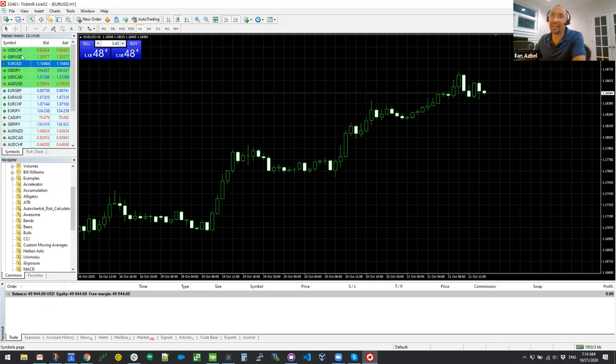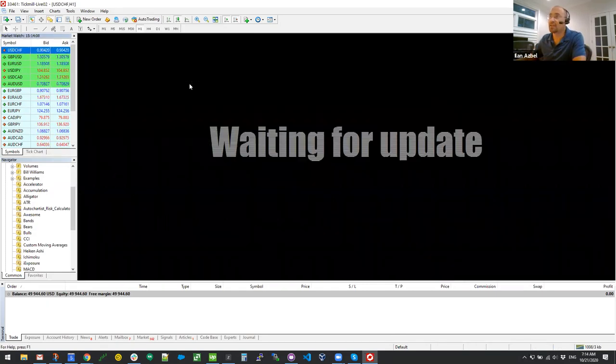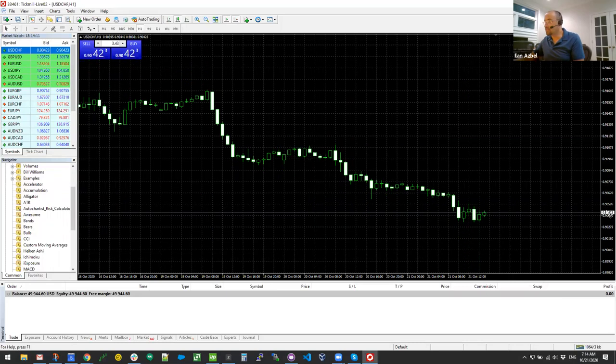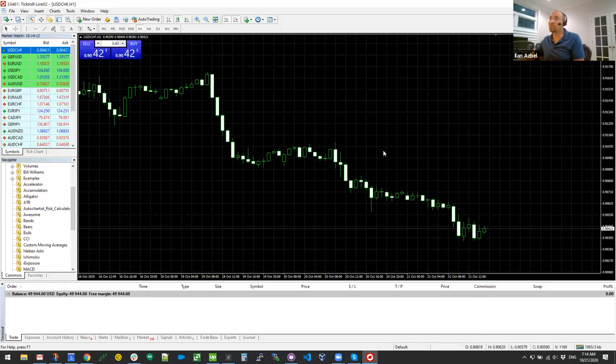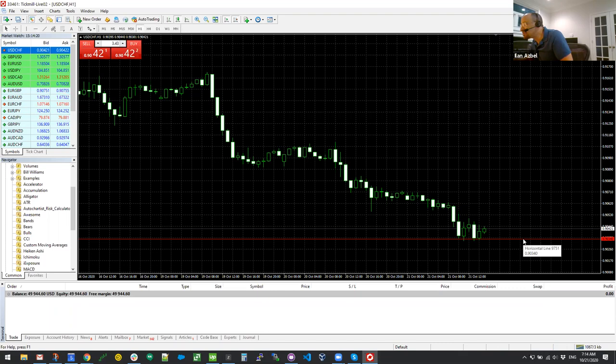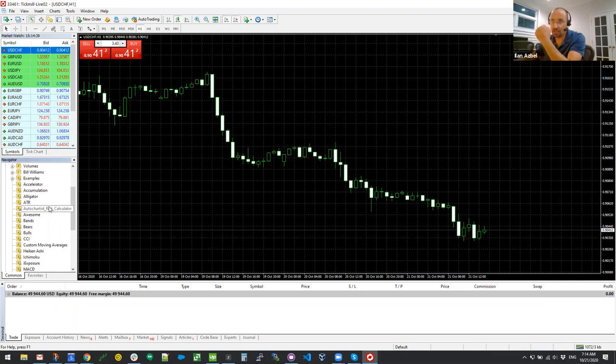Okay, you're asking. Okay, let's look at Swiss franc. Can anyone in this audience, and I can't even do it in my head, tell me if I want to go long on USD Swiss franc, and this is a 12 pip stop loss, what my dollar risk is on this? I'm not going to work it out in my head, and I certainly don't want to go to a risk calculator online to work this out. And so this is where the Autochartist risk calculator comes in.